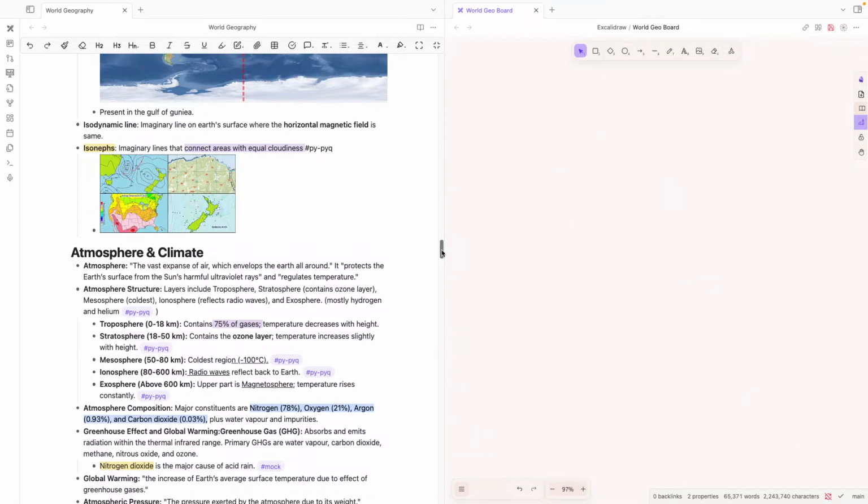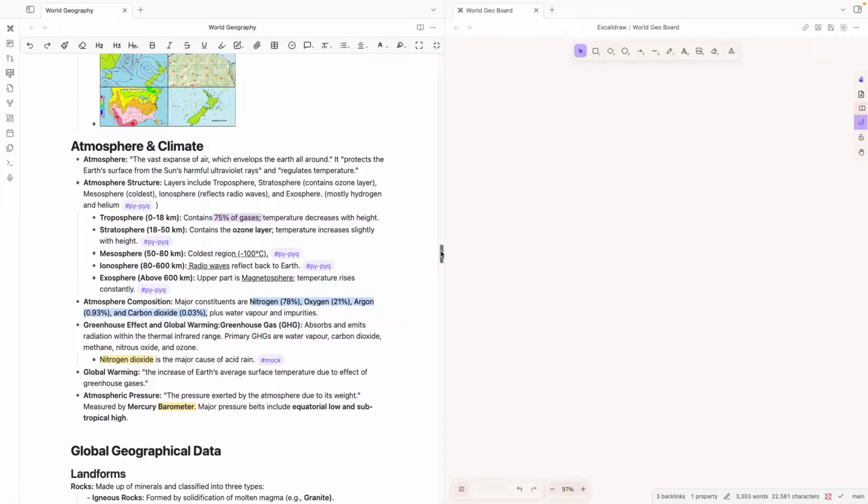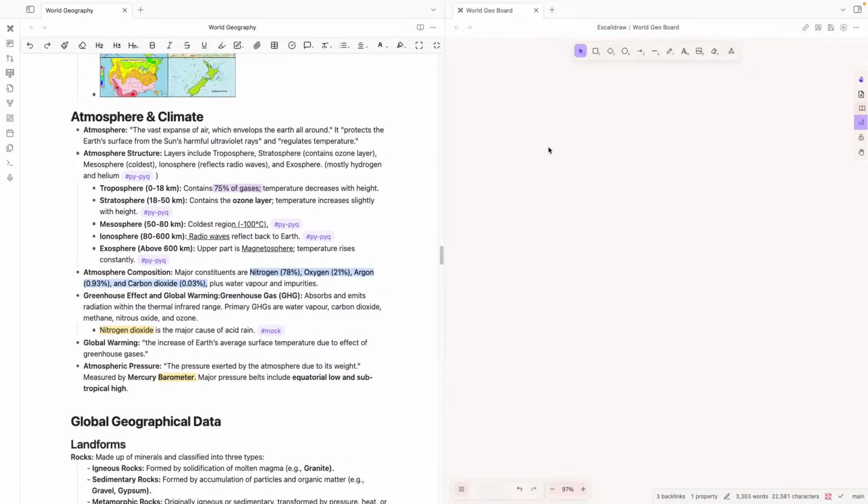Okay, so next we'll continue with the atmosphere and climate, which is another small topic. The atmosphere is nothing but the vast expanse of air which envelops the Earth all around. We saw previously the inner parts of the Earth: there is a crust, a mantle, a core, and we saw their composition too. Now we are going to see the outer atmosphere. There are 5 layers.